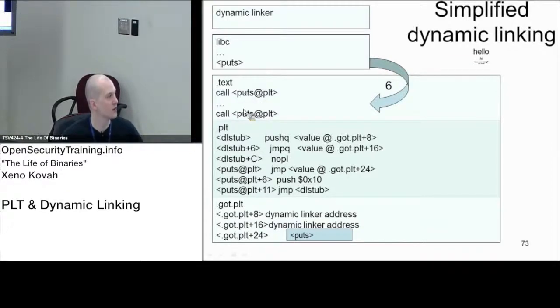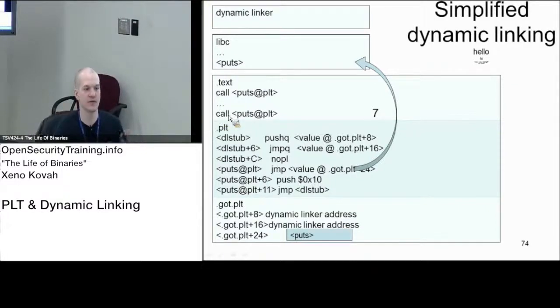So you're running along again. You hit the second time that you're calling printf, and this time you jump down to the puts PLT, but this time the jump pulls from the GOT PLT plus 24, and it goes directly, right? So the first time around, you run through stub code and dynamic linking code. The second time around, you go directly to where you want to go.